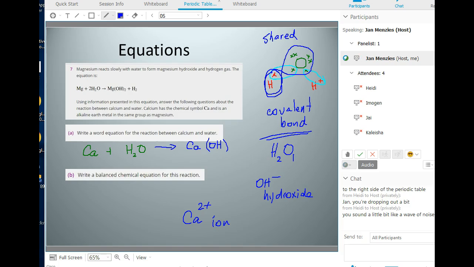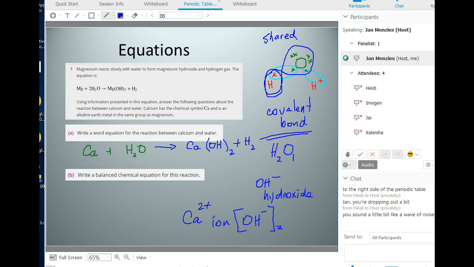Now, when things form a network, they form a network between charged particles that end up with a 0 charge overall. So, if you accept that the hydroxide ion has 1 negative, we're going to need 2 of them to get 2 negatives to balance the 2 positives. So what we do in the formula, we've got 1 calcium ion with 2 positives. We need 2 hydroxide ions, each with a negative. That's all hidden in the formula. And then hydrogen gas.